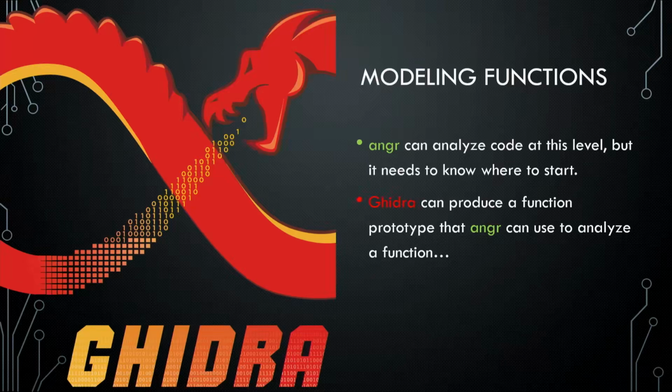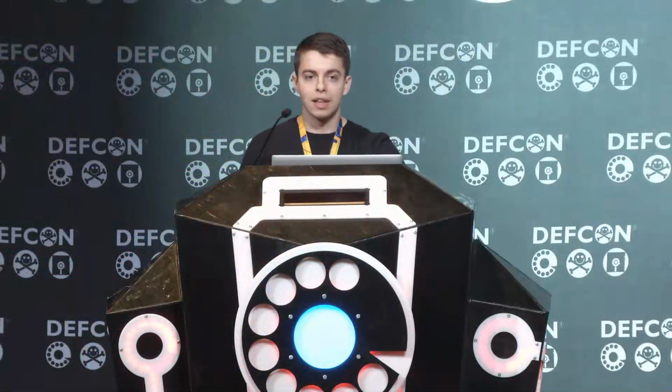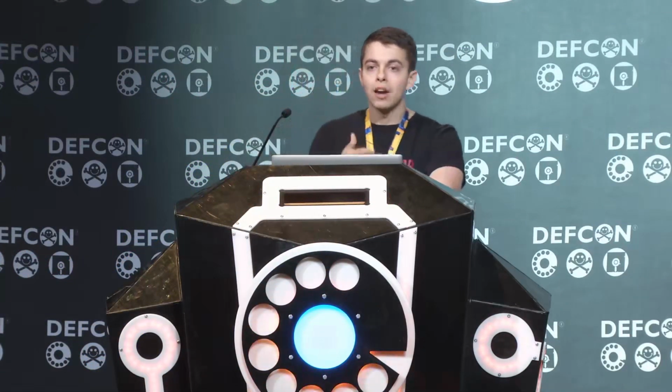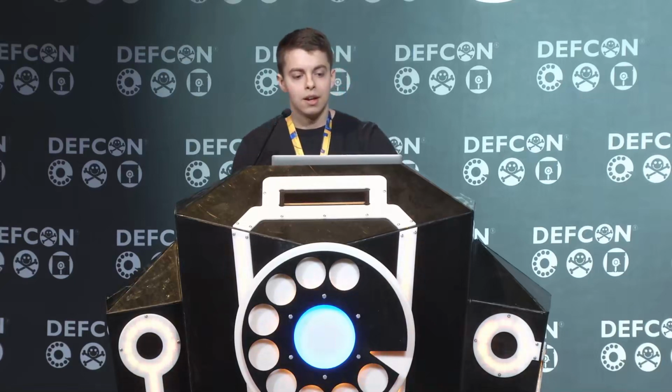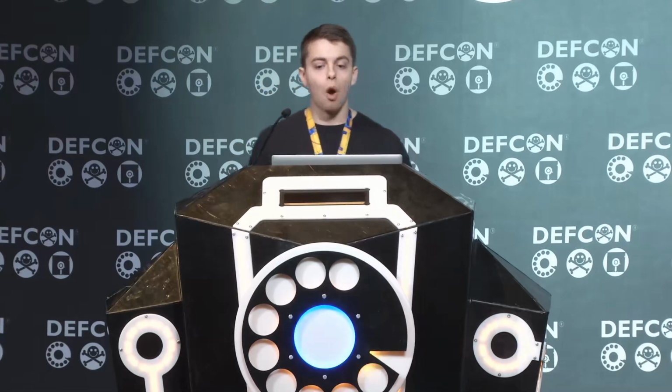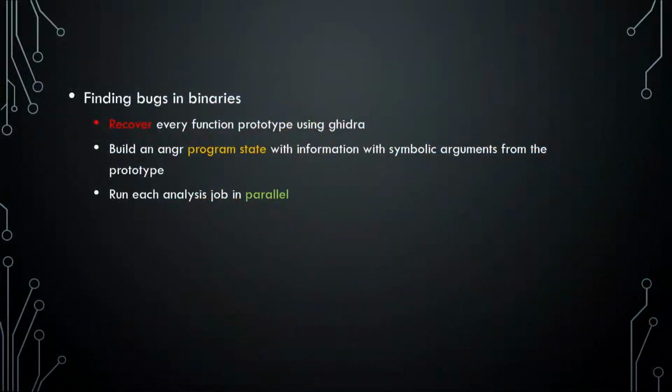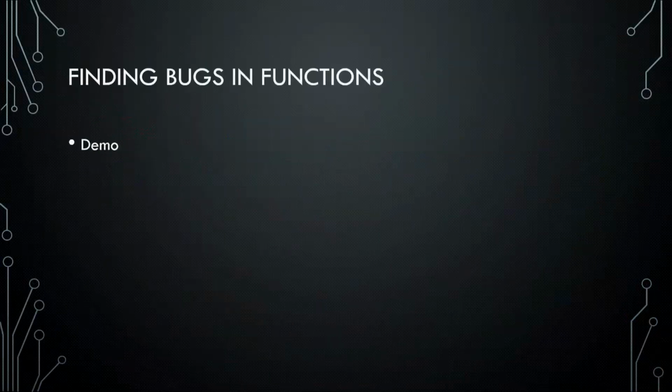We can use Ghidra and we can use Anger together to build these analysis tasks with this information we recovered from Ghidra. Part of what I'm releasing later is a Ghidra plugin that goes through a given binary and it'll iterate over every function. It'll run the decompiler on each of those functions, and it will dump the given function prototype telling us what it returns, what arguments it uses. And so we're interested in finding bugs in all of these binaries. We can use Anger to build these program states. We can run each analysis job in parallel. So let's find some more bugs.